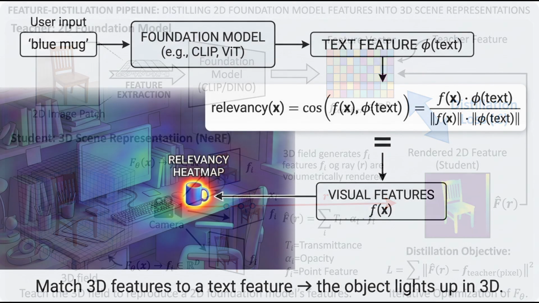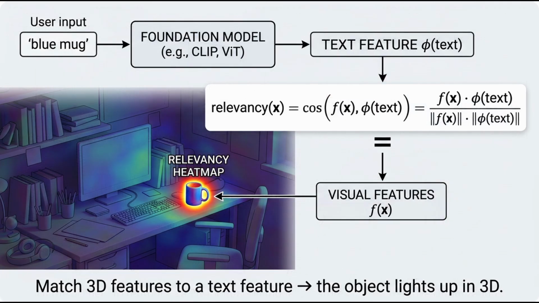Systems in this family include distilled feature fields and language-embedded radiance fields. Once you've done this, something almost magical becomes possible.